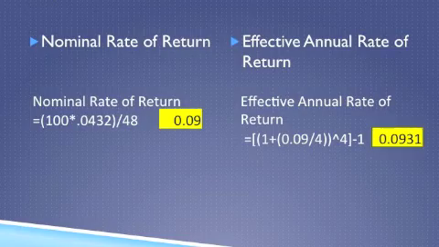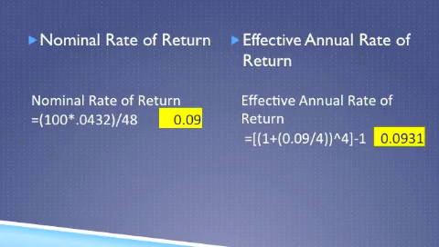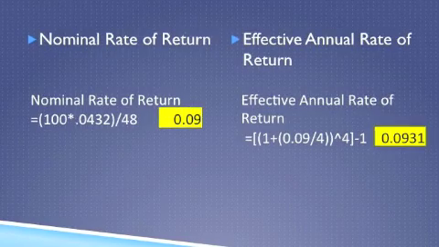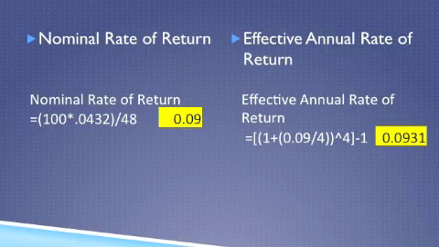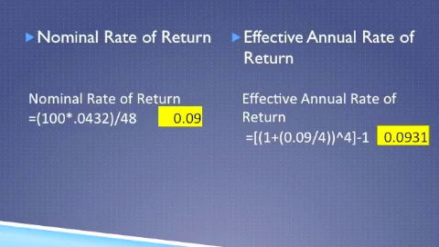To find the effective annual rate of return, you must use the equation shown. The nominal rate was found previously, and n is the number of periods, which is 4 since the dividends are issued quarterly. The effective annual rate of return comes out to be 9.31%.